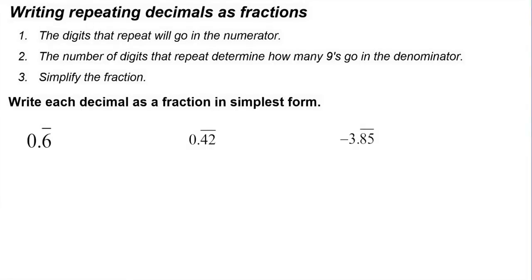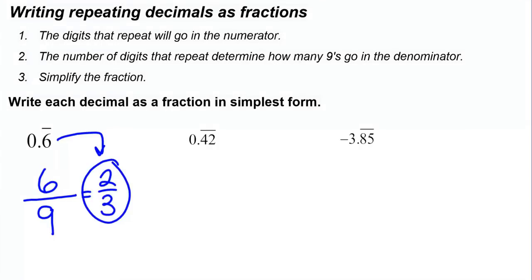I've got a few examples here of repeating decimals, and we're going to write these as fractions in simplest form. 0.6 repeating. The digit that repeats is a 6. That's going to go in the numerator. And only one digit repeats, so I'm going to put one 9 in the denominator. 6 ninths. Now this fraction reduces to 2/3. So 0.6 repeating is 2/3 as a fraction in simplest form. And if you do 2 divided by 3 and convert this fraction back to a decimal, you will get 0.6 repeating. So that's how you turn a repeating decimal into a fraction.